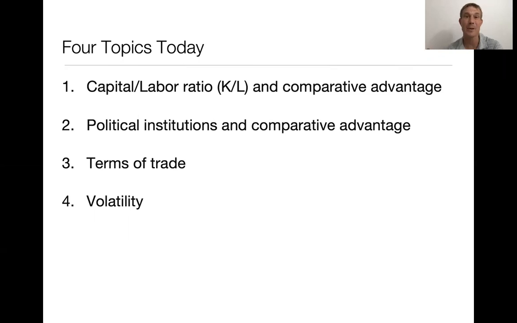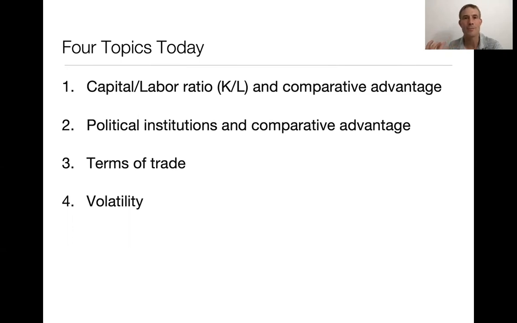Once we've established that two countries can trade in ways that make them both better off, who gets to keep most of those gains? The terms of trade can help us identify who's keeping most of the gains. And then we're going to talk about volatility, and we're going to talk about commodities. We're easing into one of the real substantive questions of this course, which is: is trade good for poor countries?